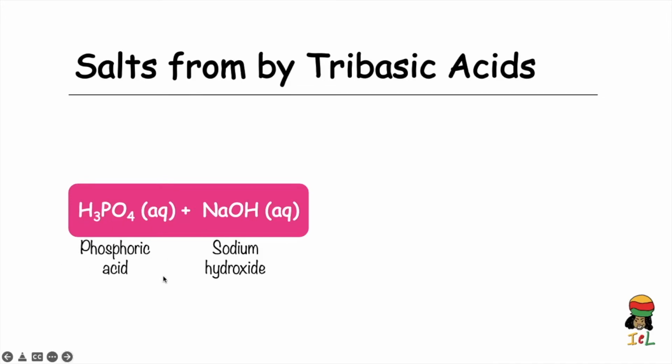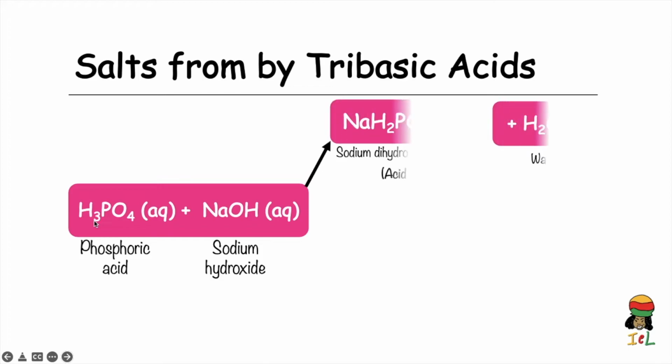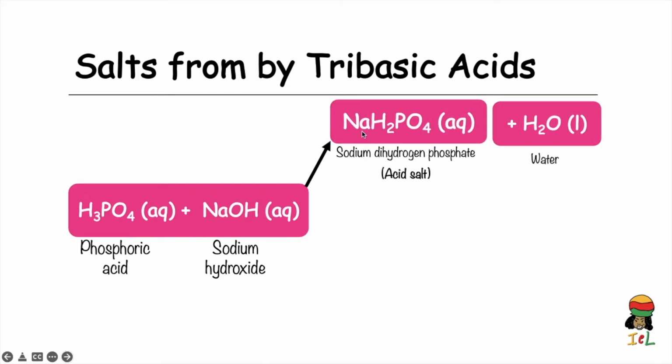So when phosphoric acid reacts with sodium hydroxide, if only one of the three hydrogens has been replaced, we end up with an acid salt, sodium dihydrogen, di for two hydrogens, so sodium dihydrogen phosphate. So the salts formed from phosphoric acid are called phosphates. And this, of course, is an acid salt because there are two replaceable hydrogens from the acid remaining in the formula of the salt.